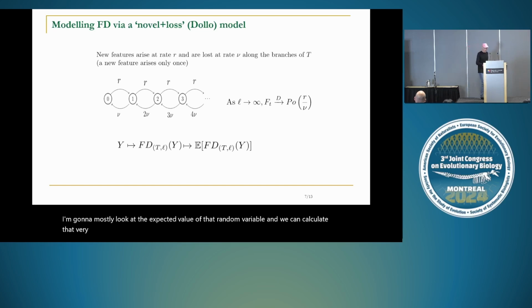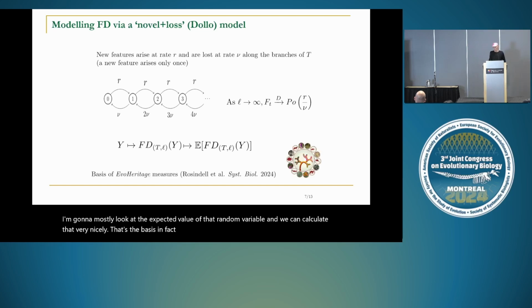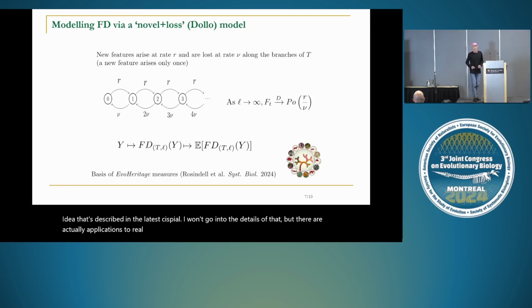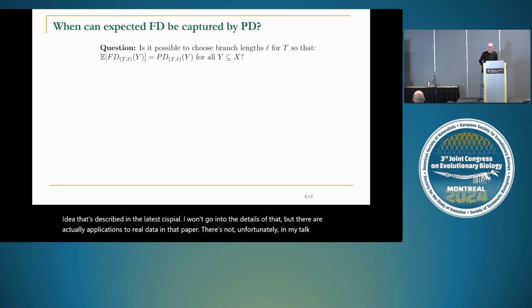It's the basis, in fact, of this evo-heritage idea that's described in the latest CIS file. I won't go into the details of that, but there are actually applications to real data in that paper. There's not, unfortunately, in my talk, though. I'm a boring mathematician.